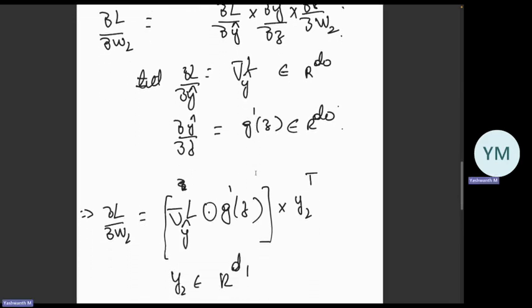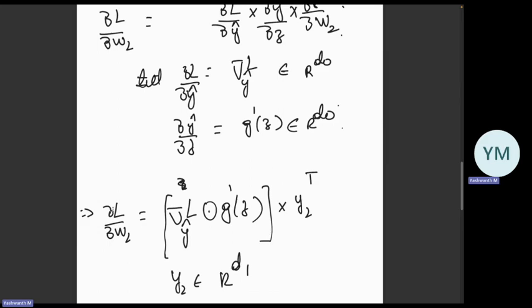Finally, we obtain the gradient of loss with respect to the parameters W2 as the element-wise product of the gradient of loss with respect to Y hat and G prime of Z. G prime of Z is nothing but the softmax derivative.